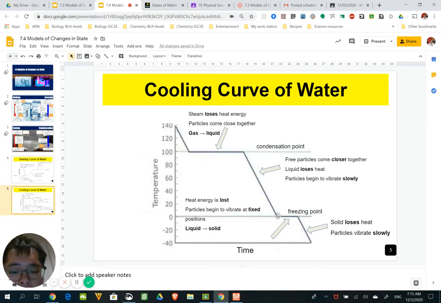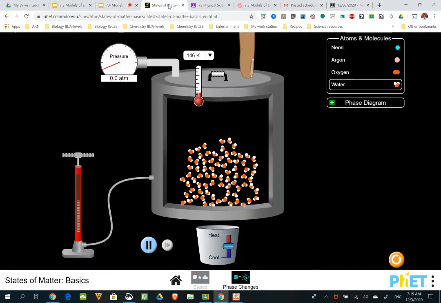Yeah. And after a certain while, it will reach the freezing point where liquid turns to solid. And this is where it's in a liquid-solid phase. And of course, further decreasing, you will have a pure solid. Okay. Now, if you are interested again, you can go back to the States of Matter PhET simulation interactive website that I've shown you. All right.